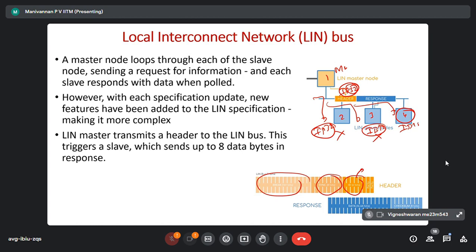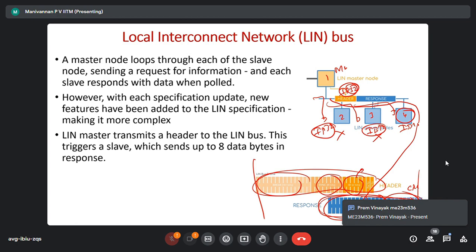Now this node has the data. What will it do? It will send the data back. That data is nothing but this. He is sending this data along with the checksum. This is the checksum, this is the data. Who is going to send this response? The slave. The master will ask for the data, and the slave will send this. Together it is called one LIN frame.